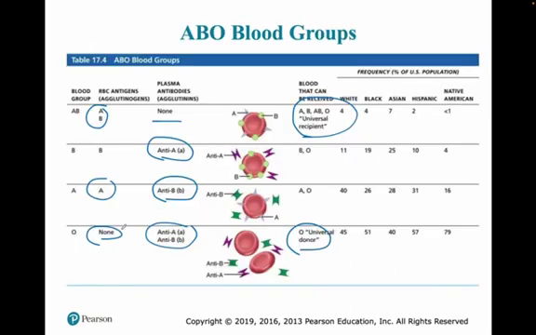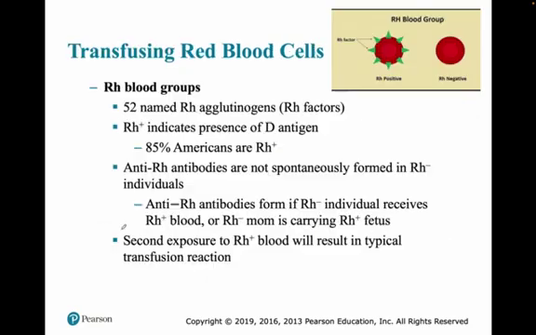You will actually do an experiment in lab. Then you basically do a hands-on experiment where you will determine blood groups. Now, the other blood group that is important is called the Rh blood group.